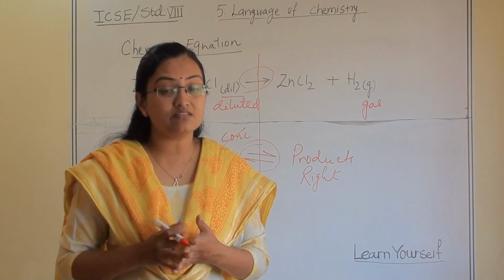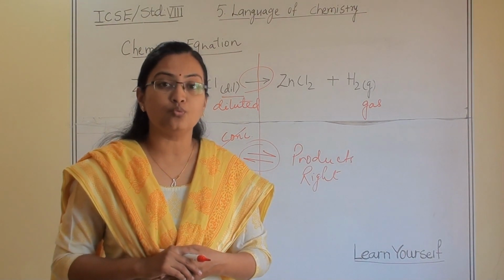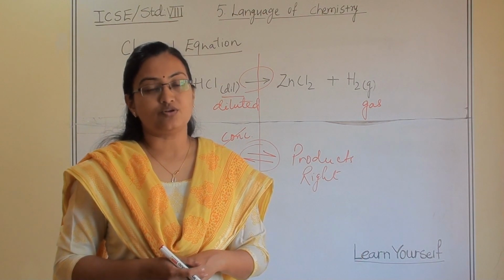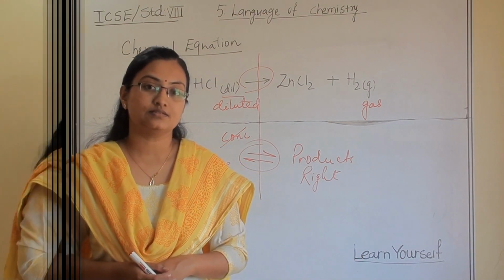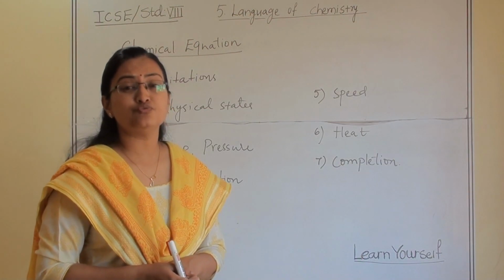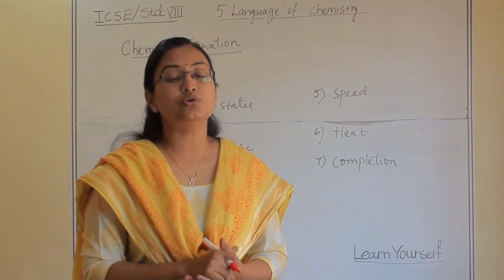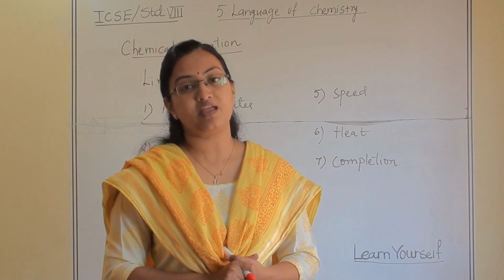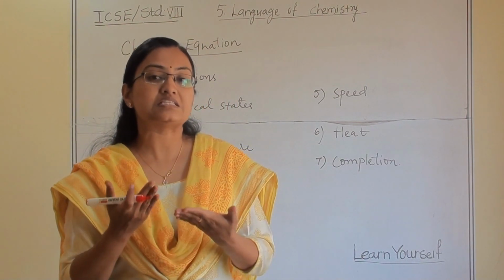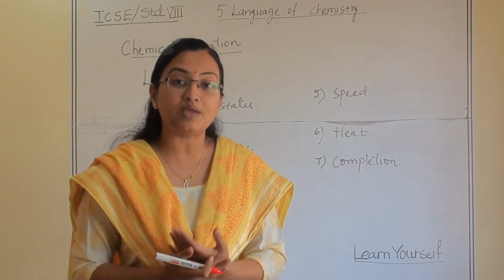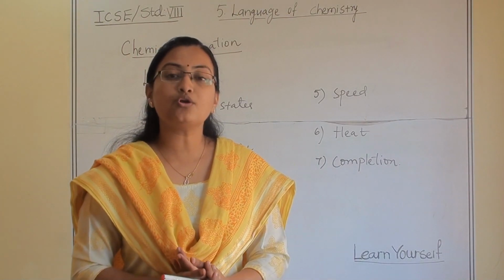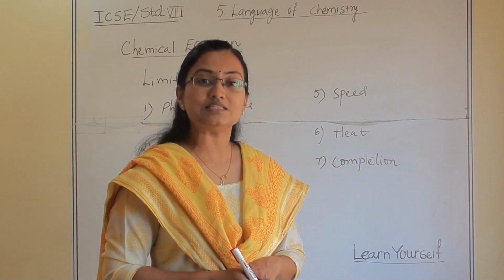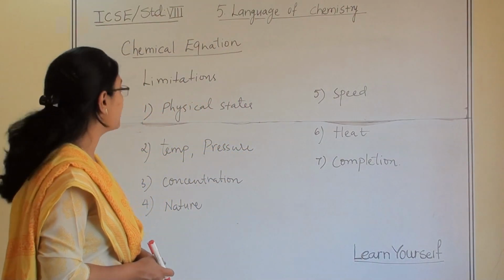But certain things we do not know. We cannot know from the chemical equation. What are they? Let us discuss it. There are certain things which we do not know from a molecular equation. So they are termed as a limitation of chemical equation. When we are seeing that chemical equation on paper in writing, we do not make out certain things. So they are termed as limitation. Let us see what are they.